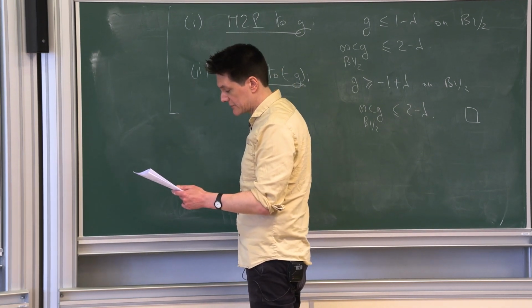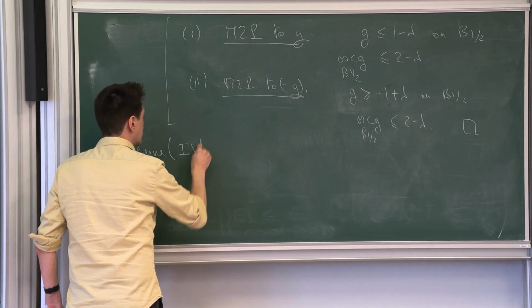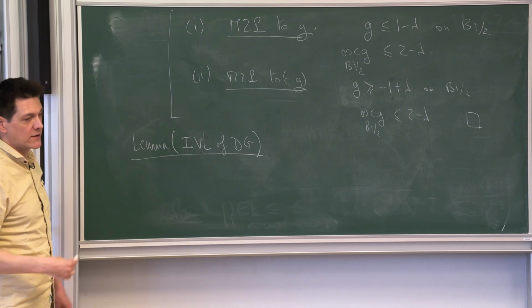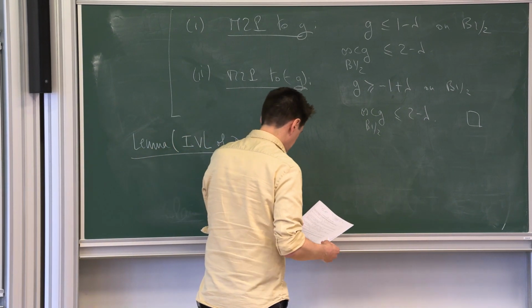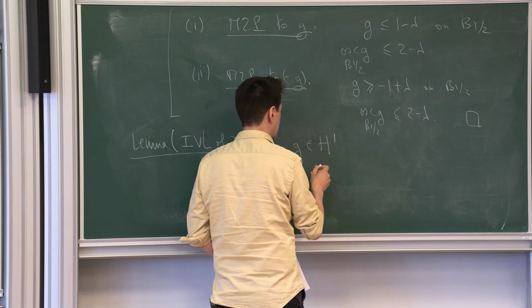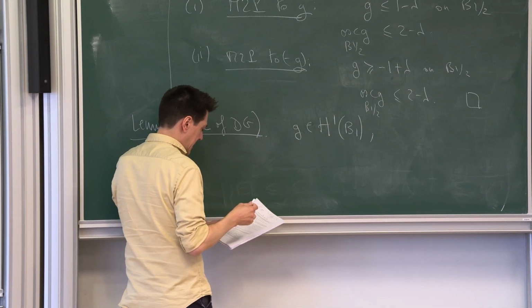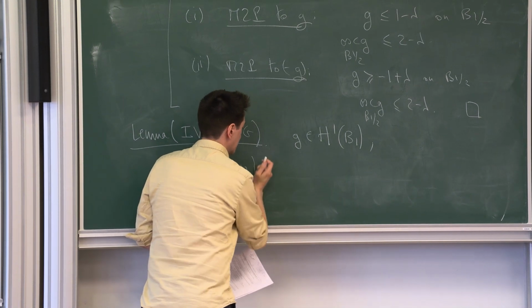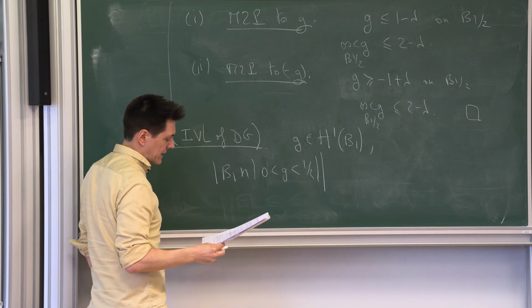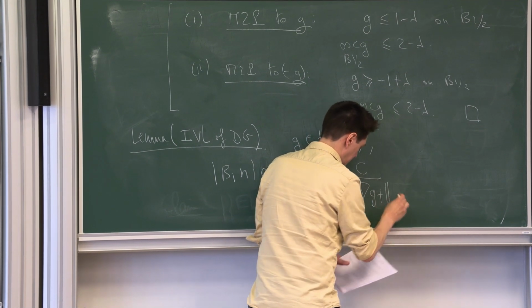And now the statement that we'll prove next time, just to make the connection, is the next step, the so-called intermediate value lemma of De Giorgi. It's an interesting sort of H1 version of a Taylor expansion argument. It tells you that if G is H1 in B1, then we can bound the measure of where G is between 0 and 1 half from below by a certain constant.